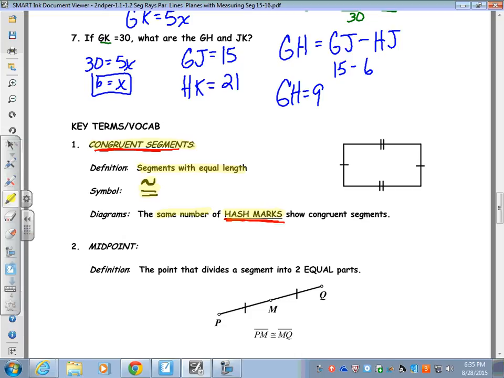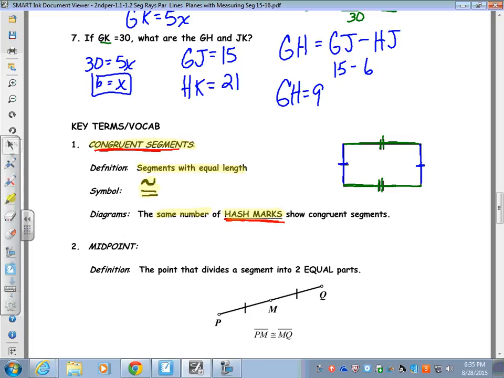So if you look over here on this rectangle, the top and the bottom have the same hash marks too. So those are congruent, which is a property of a rectangle. It's a parallelogram, so opposite sides are going to be congruent. Well then if I look here, the left and the right have only one. So those two are congruent, but not all four.